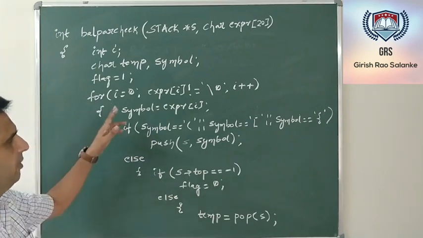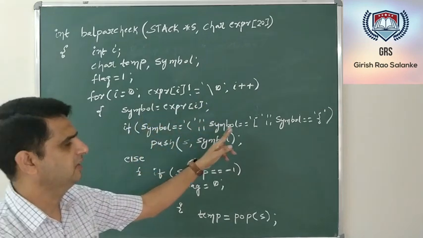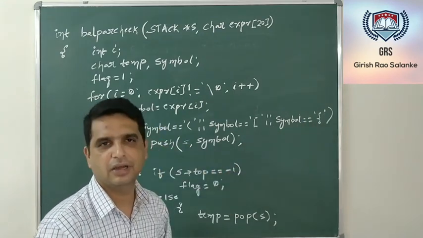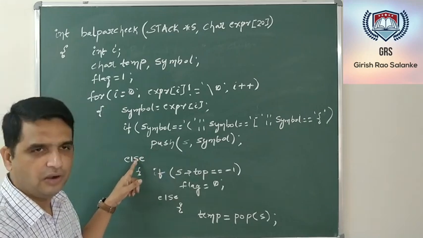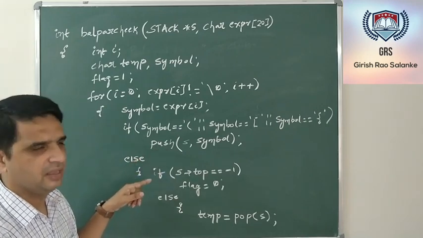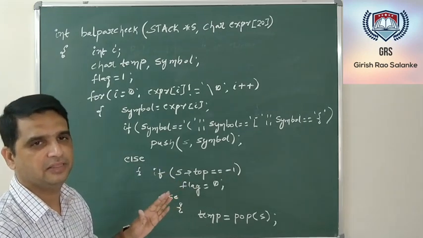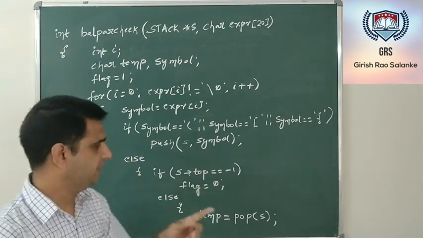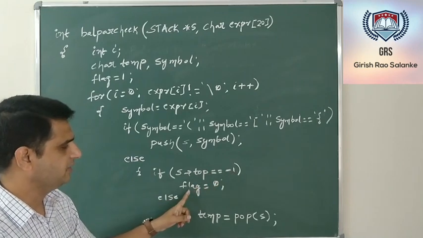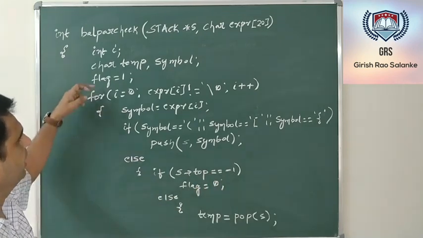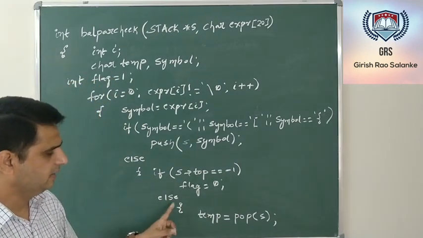Now what we have done is, I am reading the expression from left to right. If the scanned symbol is a left parenthesis, a left angle bracket or a left flower bracket, I am pushing the symbol onto the stack. If it is not true, if I directly get a right parenthesis as my first character in the expression, then the stack will be empty. So if S of top is equal to -1, I am setting flag to be 0. Anyway, I have initialized flag to be 1. Else temp is equal to pop.